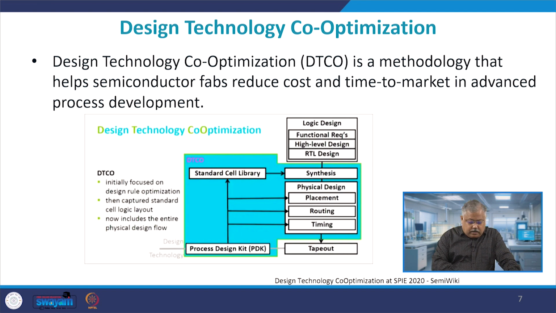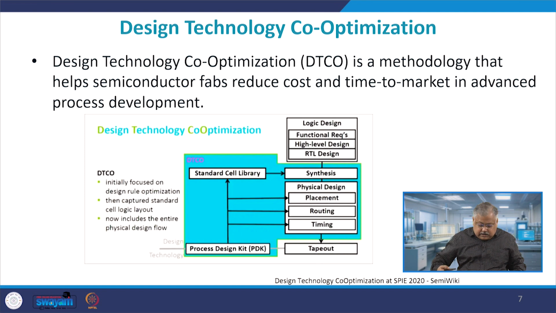If you look at the graph or the schematic shown here, then DTCO, which is design technology co-optimization, essentially focuses on the design rule optimization. What it says is, rather than looking at the fabrication steps per se, can we look into the design rule optimization and then capture that optimization in a standard cell logic layout.